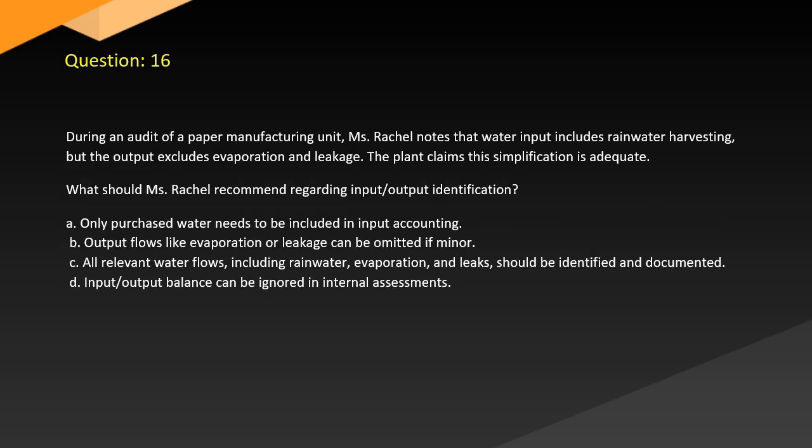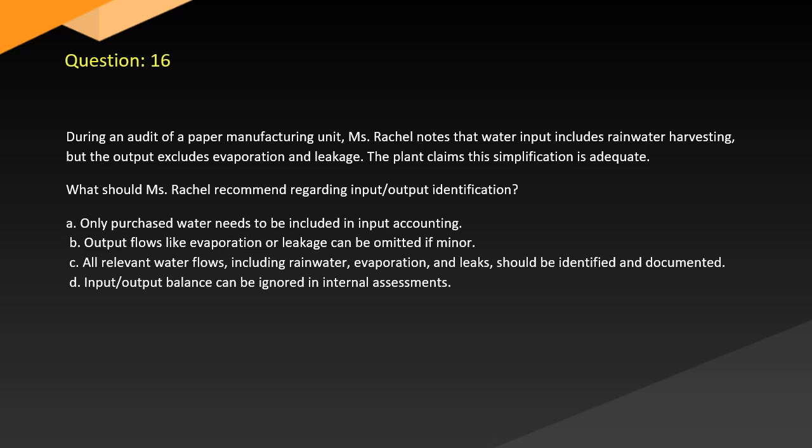Question 16. During an audit of a paper manufacturing unit, Rachel notes that water input includes rainwater harvesting, but the output excludes evaporation and leakage. The plant claims this simplification is adequate. What should Rachel recommend regarding input-output identification?